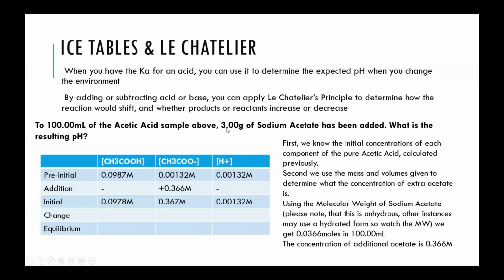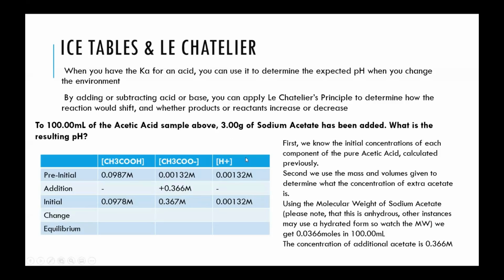So there are 3 grams of it, and you're adding this into a total volume of 100 milliliters. So you can take this mass and convert that into moles using the molecular weight of sodium acetate, and then dividing that by the volume. So that gives you a concentration. And all of these ICE tables, these equilibrium reactions, are dependent on concentration, not the total amount, but what is the concentration of these different components. And that means 0.366 molar acetate ion was added to this system.